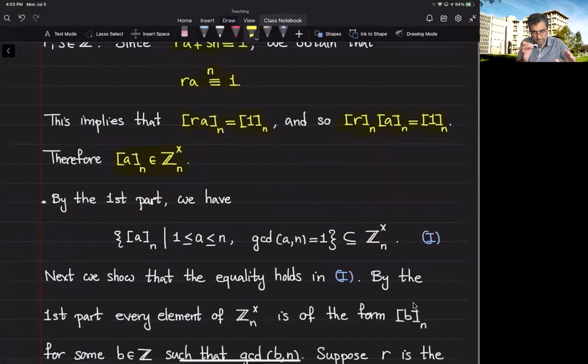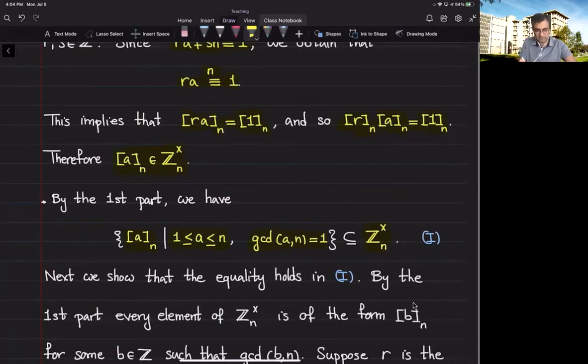Now, I want to say that I don't need all the integers that are co-prime with n and the residue classes that they represent in order to get the set of units of the integers modulo n. I only need to focus on the integers that are in the interval 1 to n. So my claim is that the residue classes that are represented by integers in this interval and co-prime with n are giving me the entire set of units in integers modulo n.